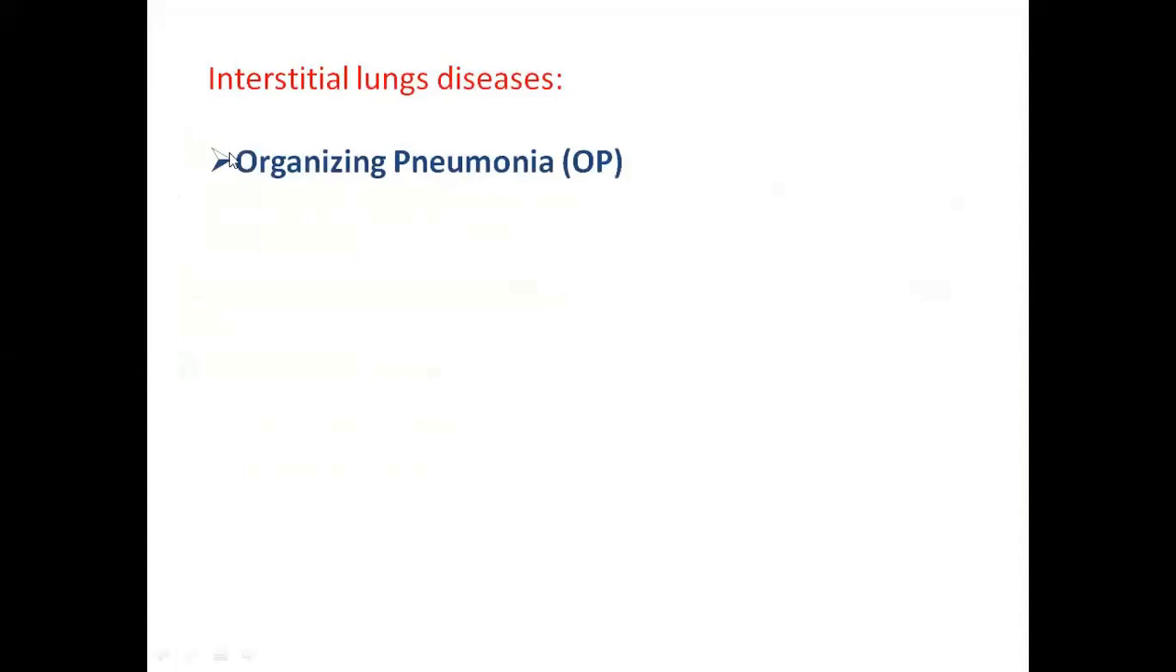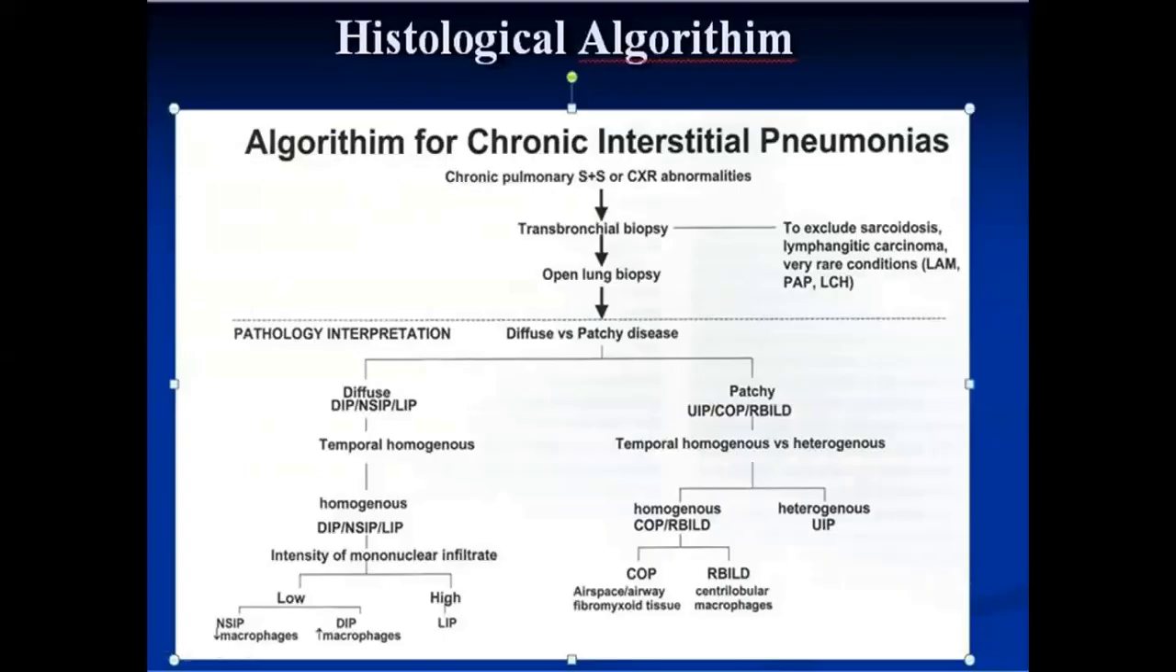So in this video, we will go over another entity of the interstitial lung disease, which is organizing pneumonia. Before we go further into the discussion on organizing pneumonia, let's revise our algorithm for how to approach the chronic interstitial pneumonias. Once we have a lesion under the microscope, the first thing we have to determine is whether the lesion is present in a diffuse manner versus a patchy manner.